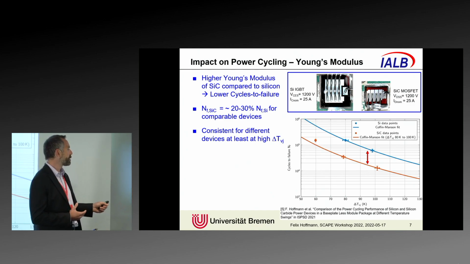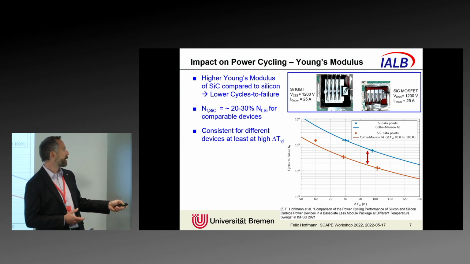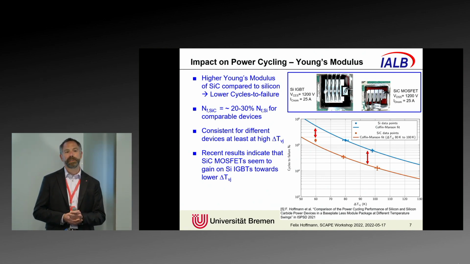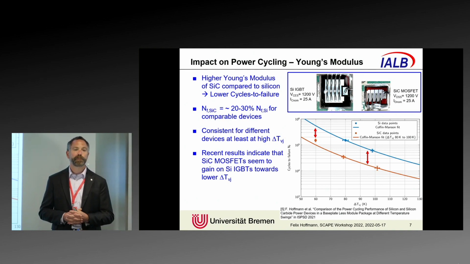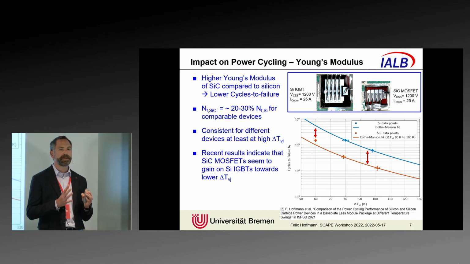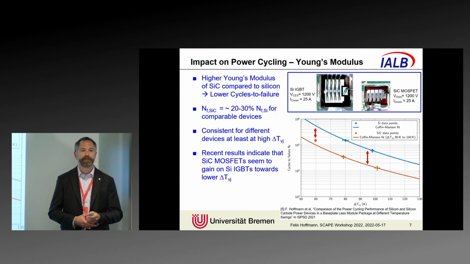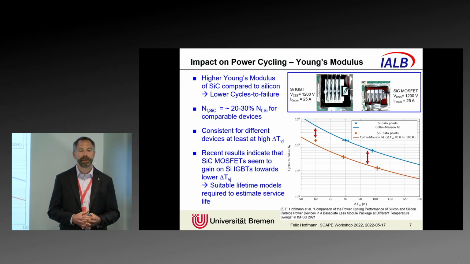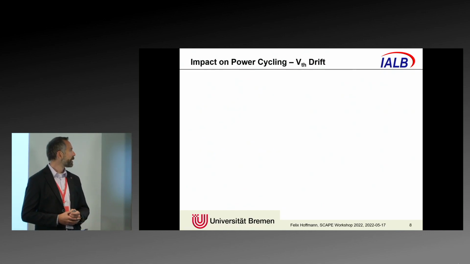However, if we look further down at lower temperature swings, we see that the silicon carbide MOSFET seems to gain on the silicon IGBT in terms of number of cycles to failure. What that means is we cannot just simply take the lifetime models we have for silicon devices and apply them for silicon carbide. So we really need to have a suitable lifetime model and verify whether it is the case to do our lifetime modeling.